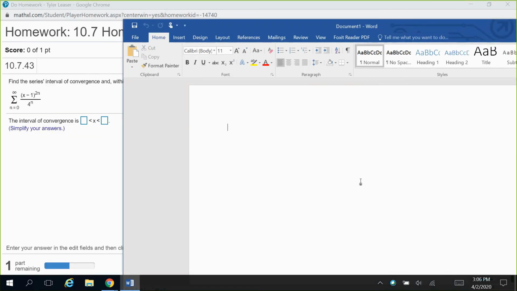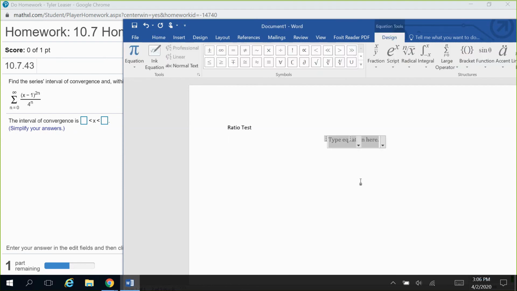Anytime they're asking you to do interval of convergence with these power series, you're pretty much automatically going to do ratio tests. You could probably do root tests for this one just because you have those powers to the n, but ratio tests always work. Well, I don't want to say always, but 99% of the time it's going to work. With the ratio test, you're going to take the limit of the absolute value of the n plus 1 term divided by the nth term.